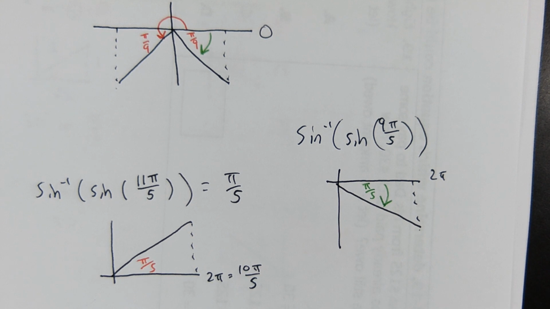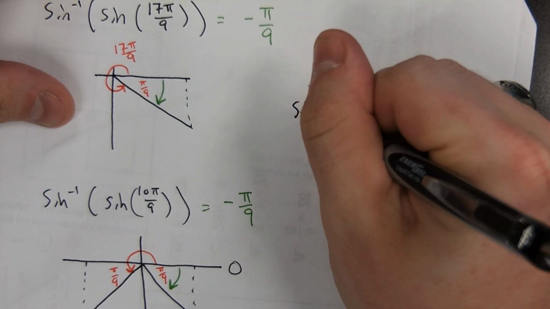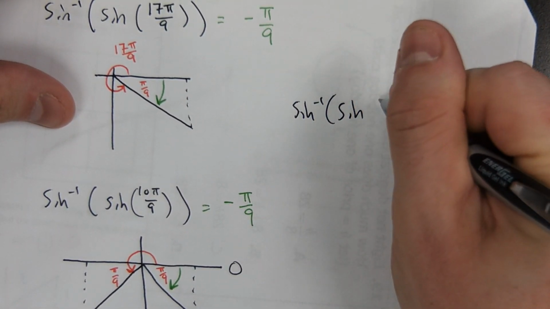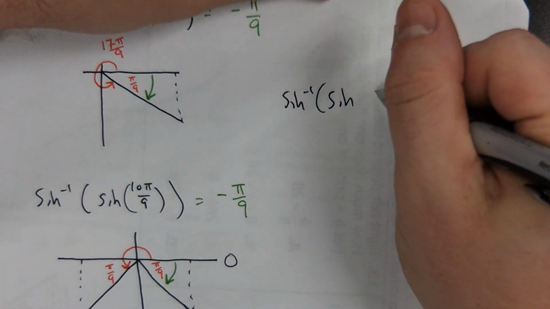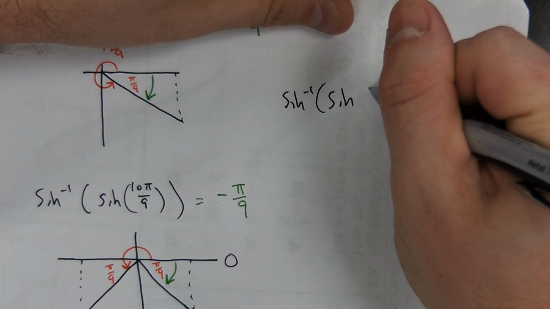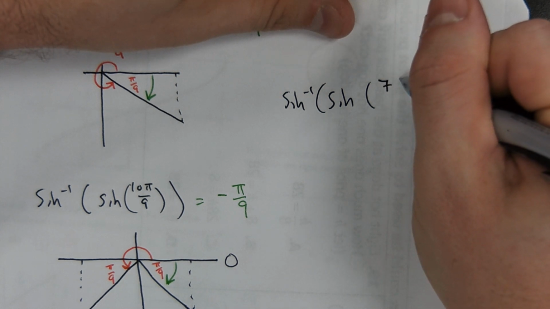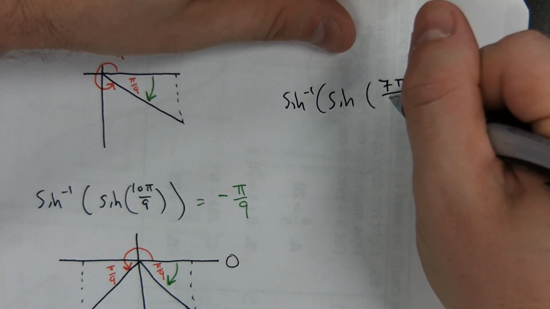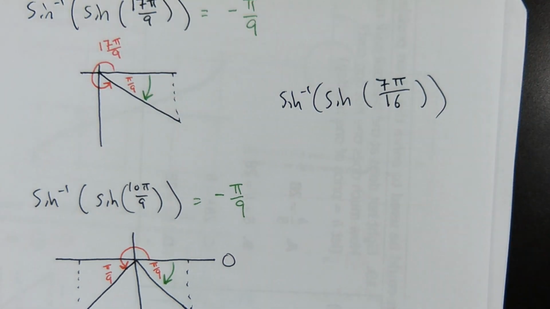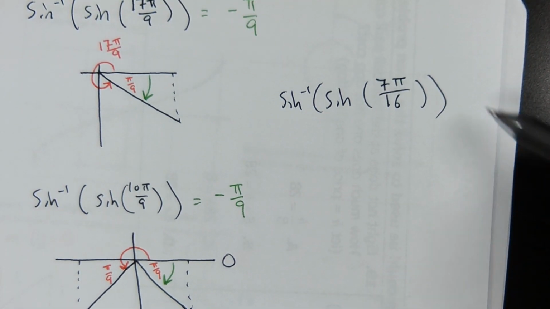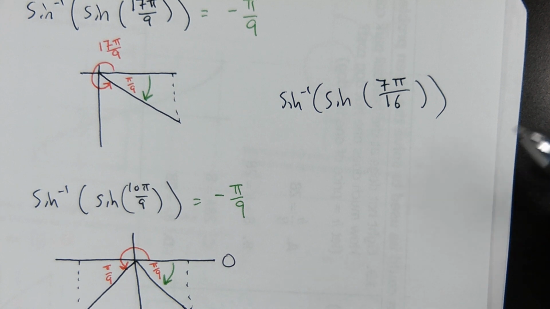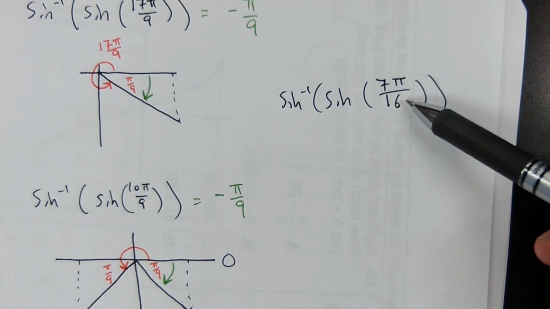But if I had said sine inverse of sine of negative pi over 5, the answer would have been negative pi over 5. Because that is exactly a quadrant that it works in. Or sine inverse of sine of, I'm going to pick something wacky. Like, I don't know, 7 pi over 16. I don't know. No clue what this is in degrees. No clue. I don't even know if I can divide 180 by 16.